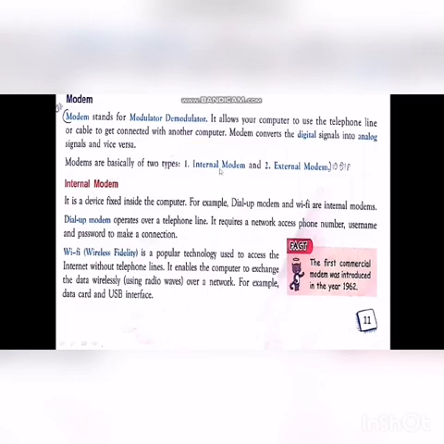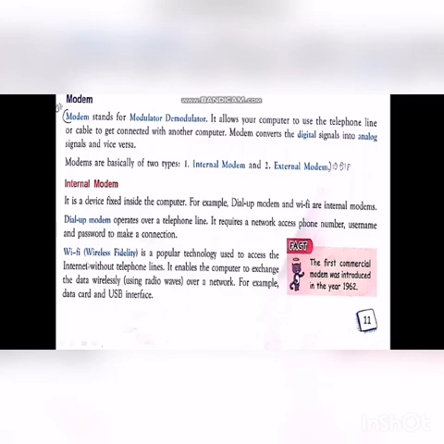Basically two types of modem, one internal modem, another one external modem. Internal modem is fixed inside the computer. For example, dial-up modem and Wi-Fi are the internal modems. Dial-up modem operates over a telephone line. That is, it requires the network access, phone number, username and password to make a connection. When you double click on the network on your system for getting connection with the internet, that will ask you the username and password. Before that, you must set your username and password. Okay, then only you can use the internet by your system.